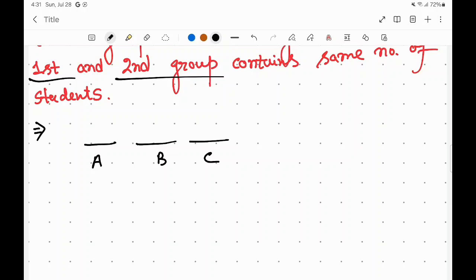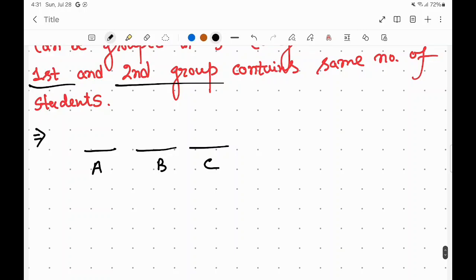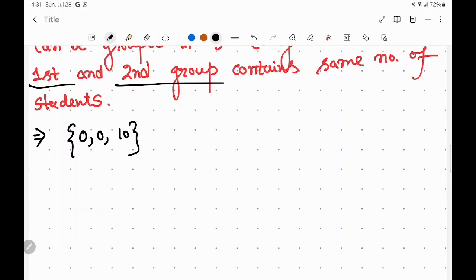So first, what is the option? Let's write it this way. The first orientation is 0, 0, 10, correct? Now the weightage of this configuration 0, 0, 10 will be 10 factorial by 0 factorial, 0 factorial, 10 factorial.